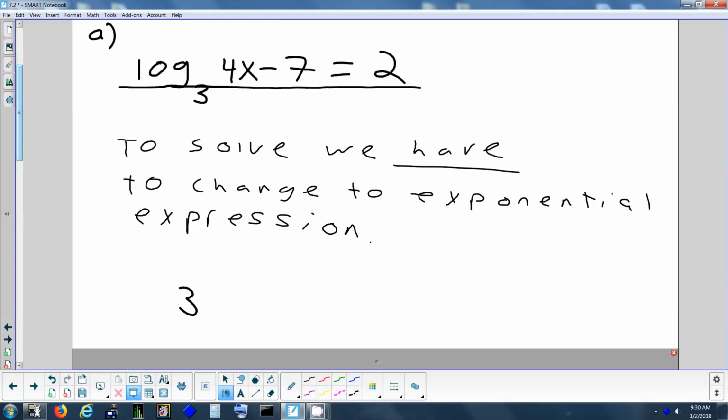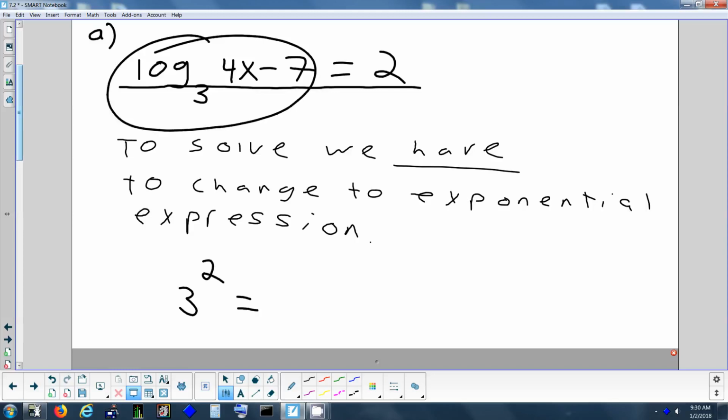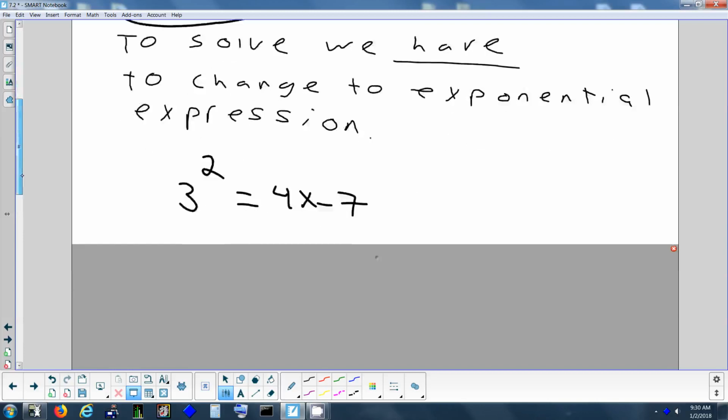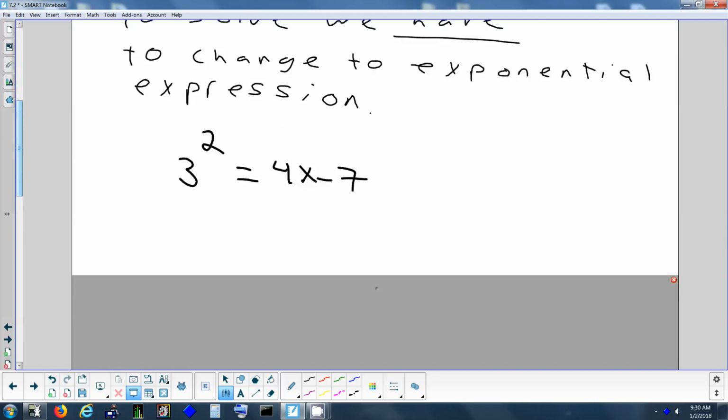Okay. How about Connor? What's my exponent? 2. Yeah. Remember logarithms. That's the logarithm. Logarithm always equals the exponent. So I've used the 3, I've used the 2. Cameron, what's the only thing I haven't used? 4x minus 7. Yeah, I haven't used the thing that's right next to the log, 4x minus 7. And now we solve that for x.